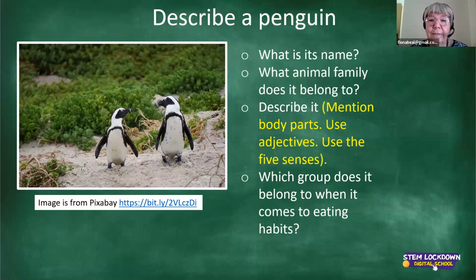Yes, go on. Ma'am, it's a penguin. It eats fish and it is a carnivore. Oh, it's a piscivore. That's it, yes. And describe it? Ma'am, it's white and it's black. Right. Is that all? Ma'am, the feathers help it from getting cold. Right, okay. Okay, well done, well done.